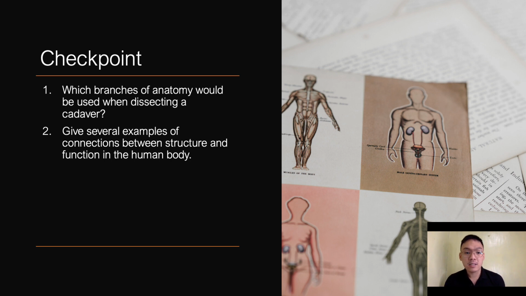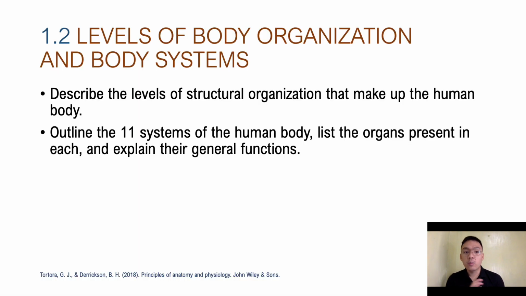By the end of this lesson, and we will be going back to this section during the review, we will also be looking at the levels of body organization and body systems. This is just a review. Now, we will describe the levels of structural organization that make up the human body, and outline the 11 systems of the human body. We will also list the organs present in each and explain their general functions.